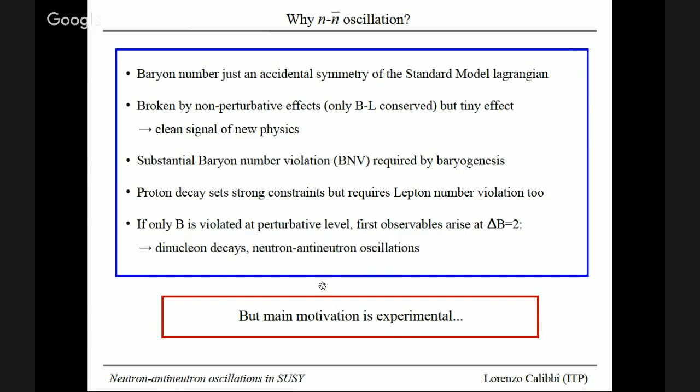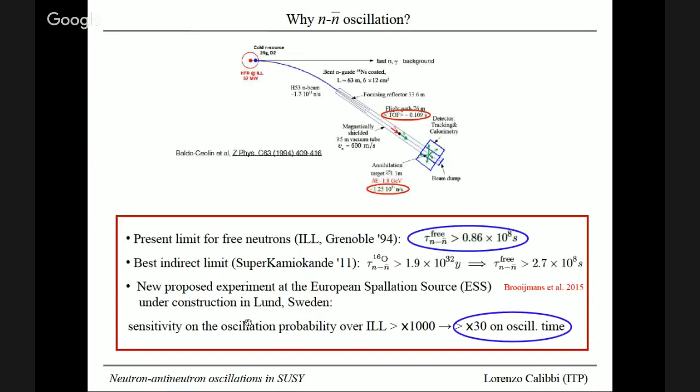The main motivation for studying these processes, or for reviving this process that has been studied quite extensively in the past, but not so much in recent years, is rather experimental. So that was our starting point. Why? The present limit on neutron anti-neutron oscillation using free neutrons is this one.